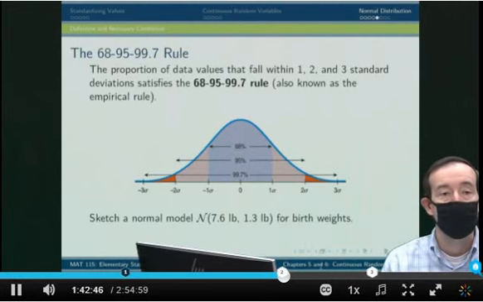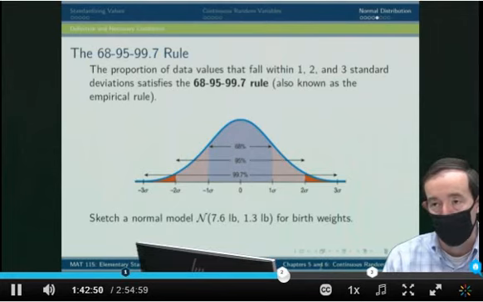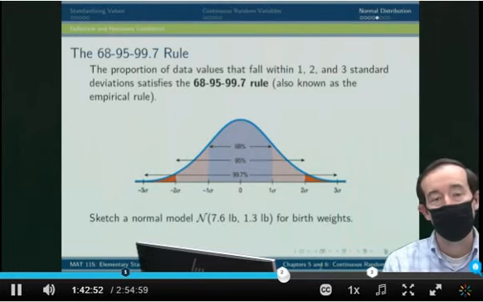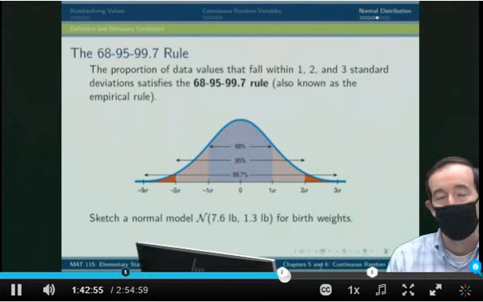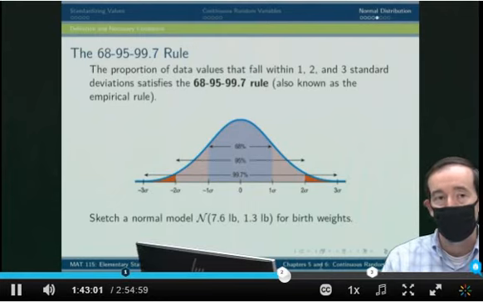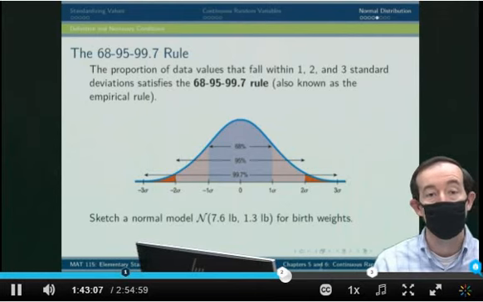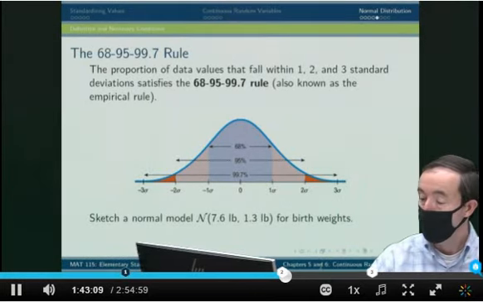Let's do this for a particular normal model for birth weights. If the average birth weight is 7.6 pounds and the standard deviation is 1.3 pounds, and we think we can use a normal distribution to model this, then we can sketch this particular model and then compute areas to find the probability of a birth weight falling in a certain range.